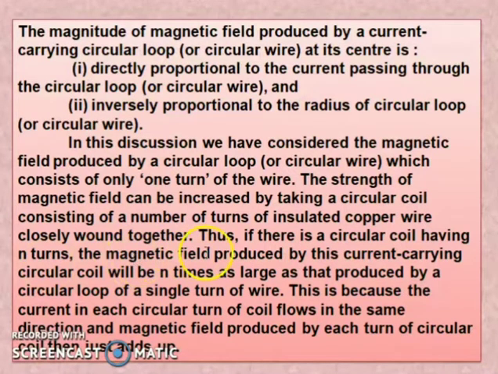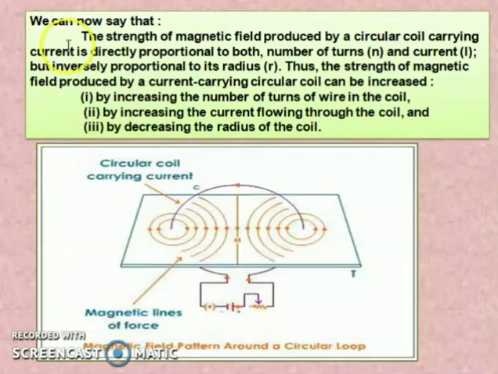So the magnetic field produced by a current carrying circular coil will be n times as large as that produced by a circular loop of a single turn of wire. We can now say that the strength of the magnetic field produced by a circular coil carrying current is directly proportional to both the number of turns n and the current, and inversely proportional to its radius. So the strength of the magnetic field produced by a current carrying circular loop can be increased by increasing the number of turns of wire in the coil, by increasing the current flowing through the coil, and by decreasing the radius of the coil.